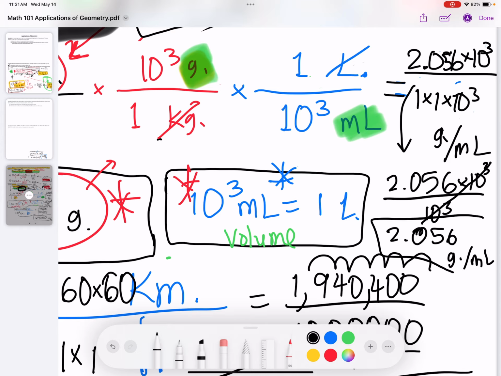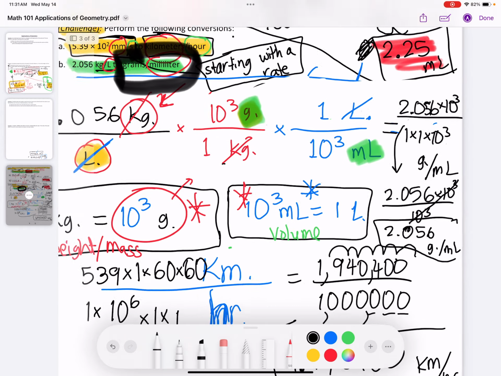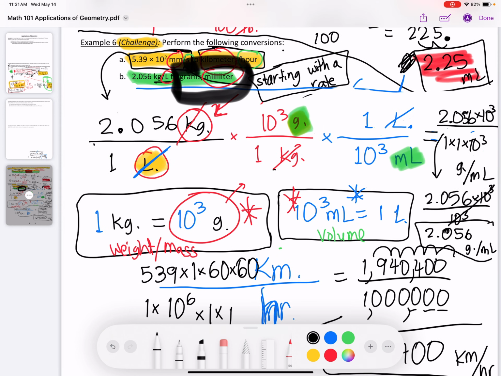Really? So the number did not change, but the units changed. This was kind of a weird problem. It happened to be that there was the same number of grams. Let's see. Yeah, the reason for that is because there were the same number of grams in a kilogram as there are milliliters in a liter, I guess. That's why. Huh. It feels wrong, right?